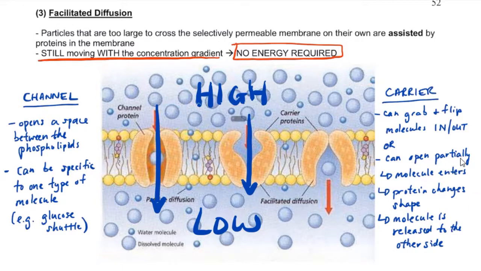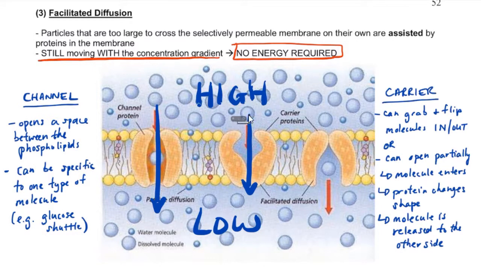So we can open it partially, molecule enters, the protein changes shape, and then the molecule gets released to the other side. So more like the revolving doors: you walk in, the door moves, and now you're free to go to the inside. Then if you want to come the other direction, you have to go into another door, it turns, and you're released to the other side. So there's a double step there. But in this case, again, it's passive, no energy required. It's just the nature of the molecule itself was able to trigger the change in the shape.